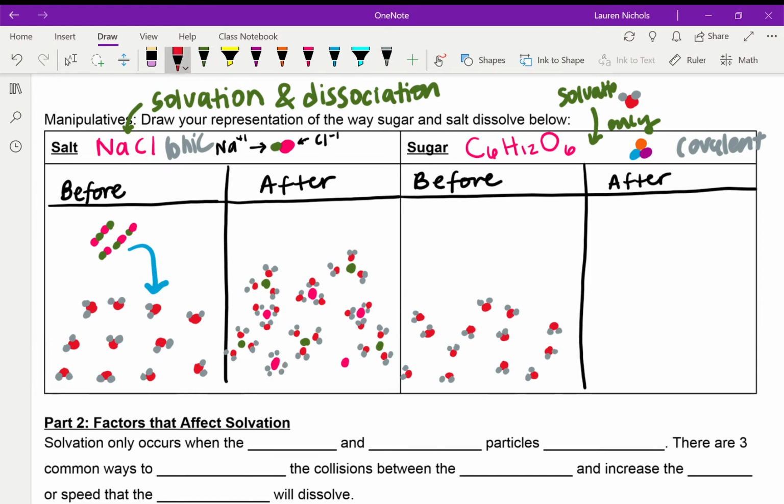So the fact that our ions separated, the pink separating from the green, makes it dissociation, but the fact that one pink-green combo separated from another pink-green combo was solvation. And so this looks a little different than when sugar dissolves. And so when sugar dissolves, let's just say the blue part of sugar is going to be our carbon, and hydrogen is orange, and oxygen is purple.